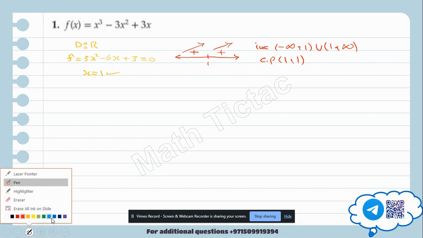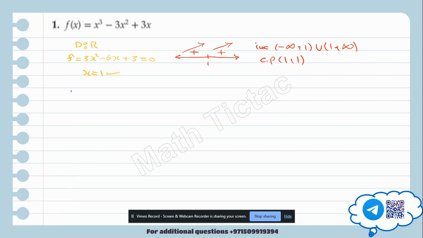Let's move to the second derivative. For the second derivative, f double prime is equal to 6x minus 6. Let's make it equal to 0. After moving the 6 over here and dividing by 6, it will give you x equal to 1.